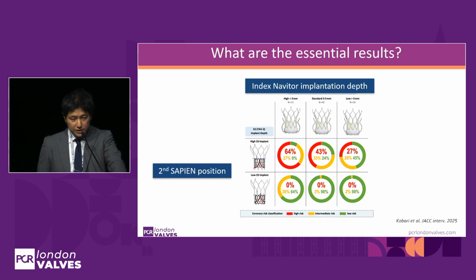When we look into more details, regardless of the index Navitor implantation depth, when we put the SAPIEN in a low position, again, no patient is at high risk for redo TAVI. On the other hand, when we put the SAPIEN in a high position, redo TAVI feasibility completely depends on the index Navitor implantation depth.